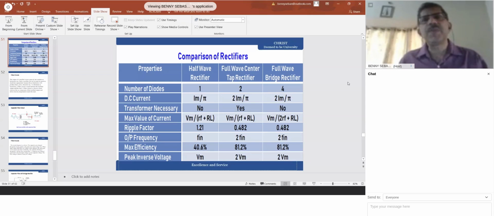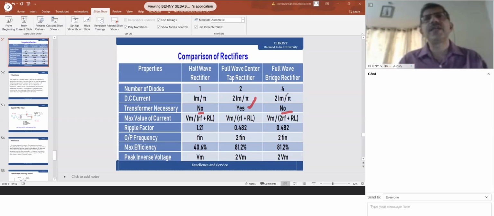And see this particular table. Hope you have gone through it. See, is a transformer necessary? No for half wave, no for bridge, yes for full wave center tap, because only with a center tap does that particular circuit work. So that idea is already given. Please understand this table. This is the gist of all this. Now, all the important things, we are making a comparison.